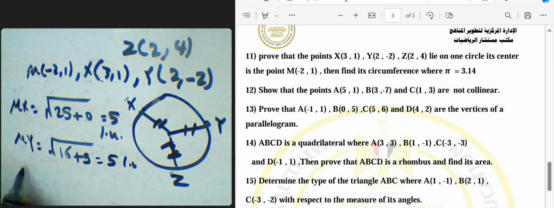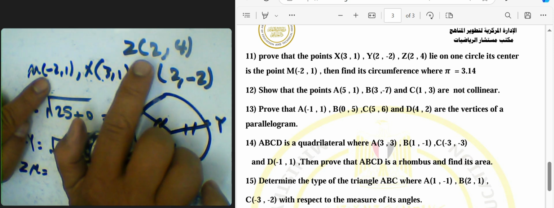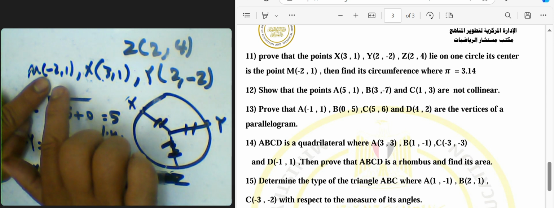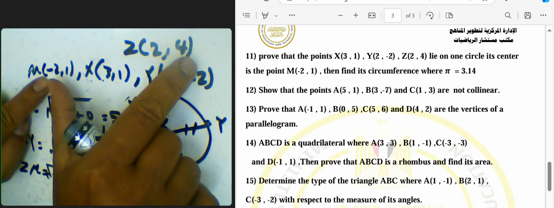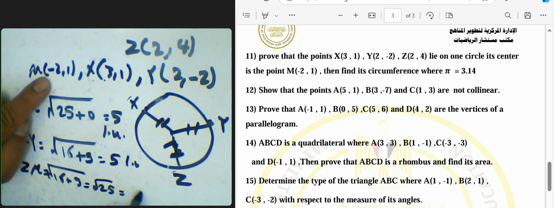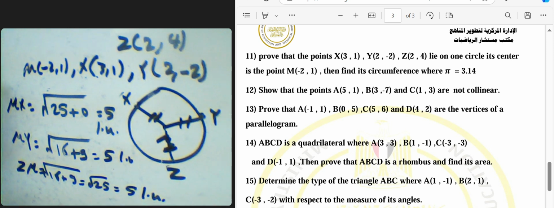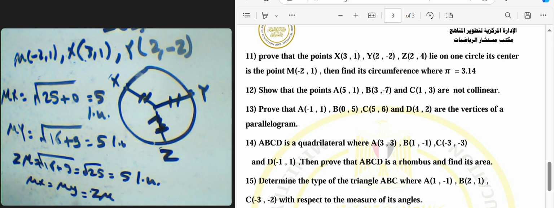Please. And what about ZM? Here, Z and M. 2 minus -2, it will be 4. 4 power 2 equals 16. 4 minus 1, it will be 3. 3 power 2, it will be 9. The result will be square root of 25, equal 5 length units. And then we have MX equal MY equal ZM.